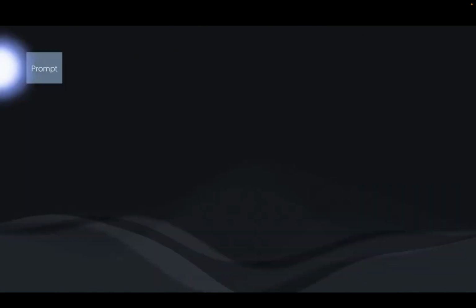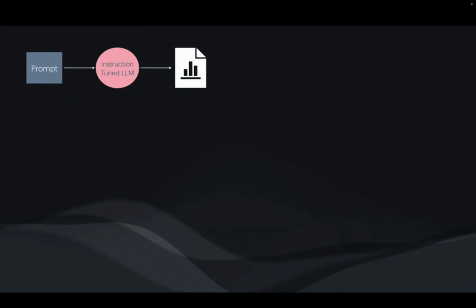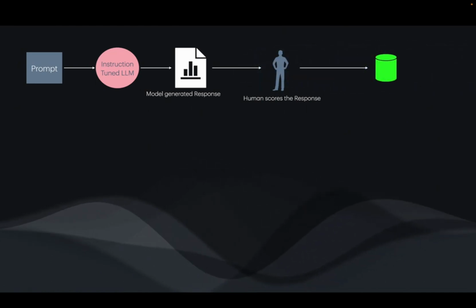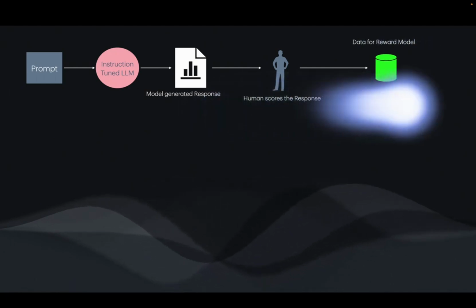So first of all, we have the prompt. We pass it through the instruction fine-tuned model, or the SFT model, and we get a model-generated response from it, which we pass to the human labelers, right? Those human labelers create the comparison data by marking each of the responses as a winning response or a losing response. Then with that, we build a data set that will be used to train the reward model, right?